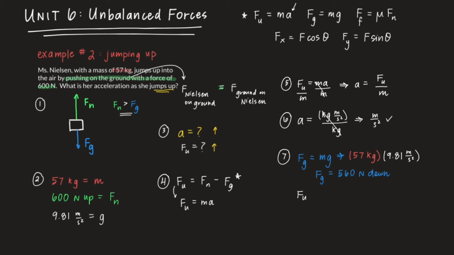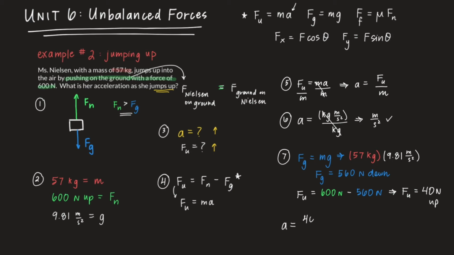So now I can find what my unbalanced force is by taking the difference between the normal and my Fg. So I'm going to take 600 newtons and subtract my 560 newtons. Because again, the difference between my opposing forces is my unbalanced force. So my unbalanced force is just a small 40 newtons. And it's going to point in the direction of the winning force, which is up. Right, our normal force is bigger, so my unbalanced force is going to point up.